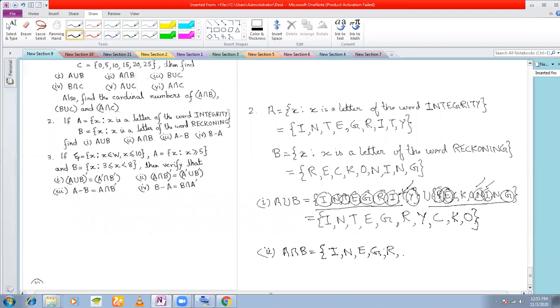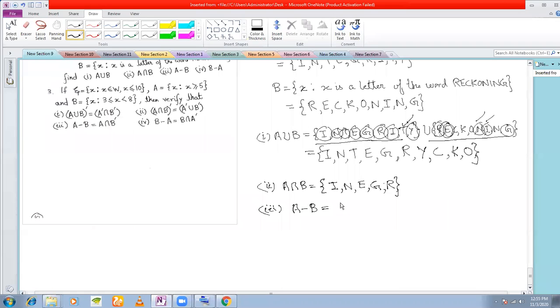T, is it common? No, T is not common. Y is also not common. So this is my A intersection B. Okay. And third one is A minus B. Okay. Now what about A minus B? How will you write A minus B?